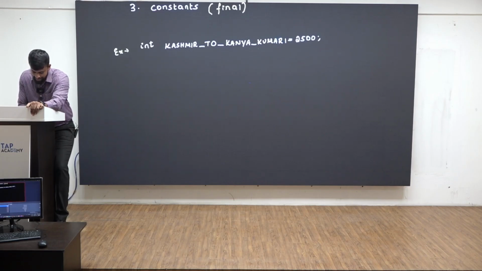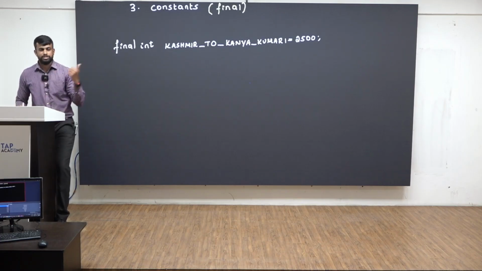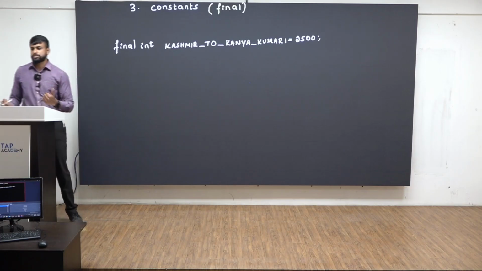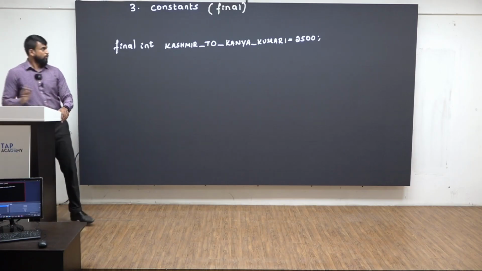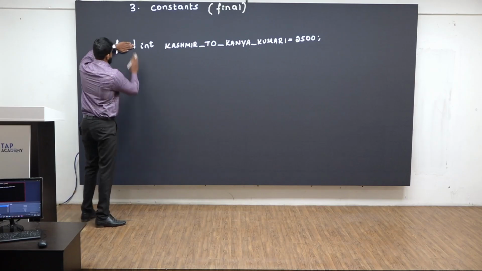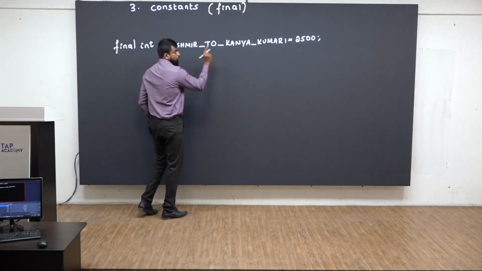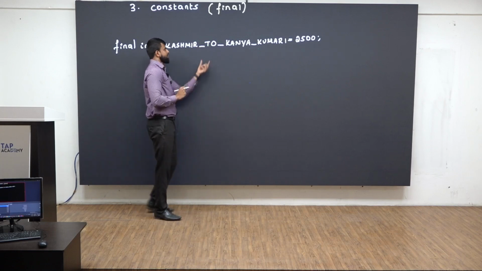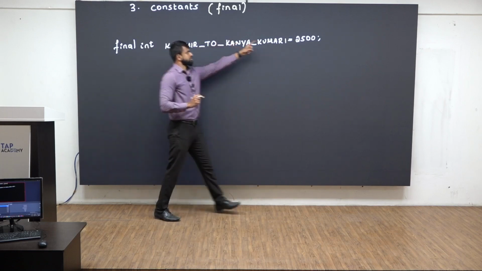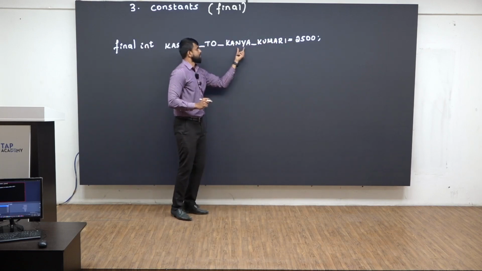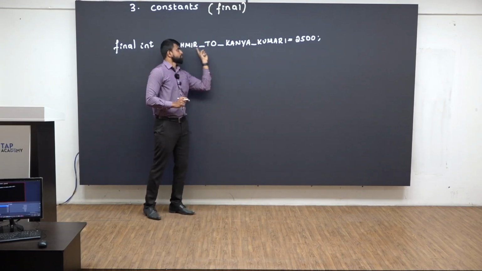Now the distance between Kashmir to Kanyakumari is 2500. 2500 is an integer, but you should not write simply int. You should attach what there? final as well. So this is how constants are given in Java. What final means in inheritance, we will understand later. You ignore this for now. Now you tell me what I'm giving here: one constant. And whenever you are giving a constant value to a variable, you should always use this.